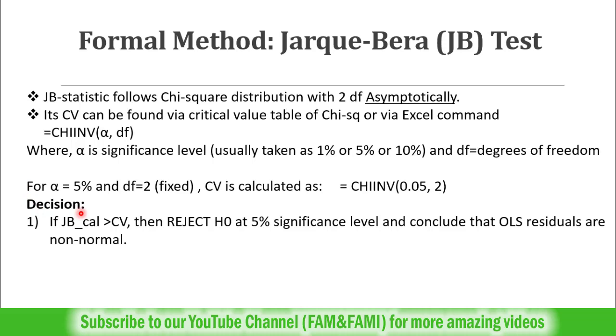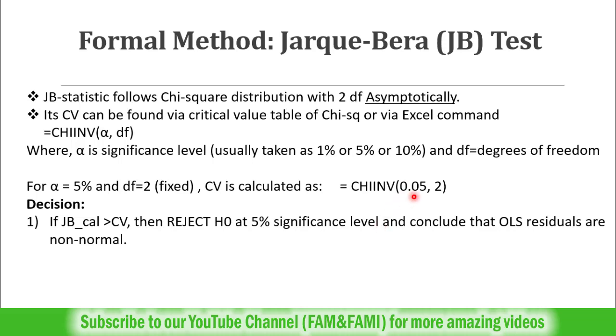Now let's discuss the decision about rejection or non-rejection of null hypothesis. If JB calculated is greater than critical value, it means the calculated value of JB statistic, calculated via the formula shown in the previous slide, is found to be greater than the critical value obtained via this command. Then we reject the null hypothesis at 5% significance level because this critical value is calculated at 5% significance level. So please note that whenever we reject a null hypothesis, we need to mention the significance level, that at what significance level this null is being rejected. Currently we have calculated the critical value at 5%. That's why we are mentioning that reject null hypothesis at 5% significance level.